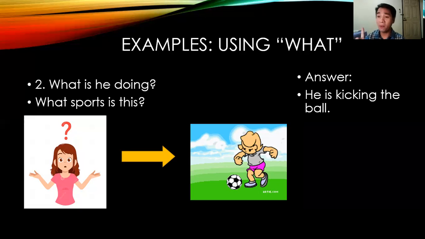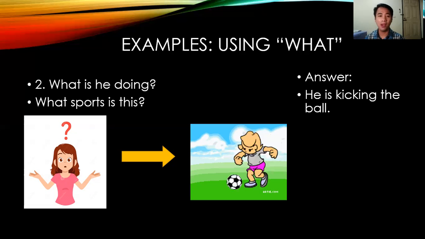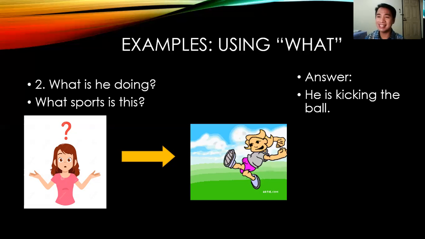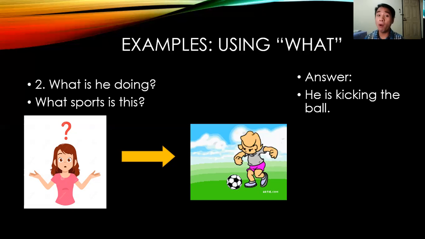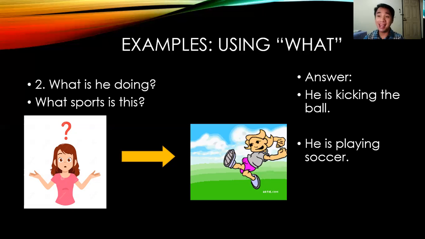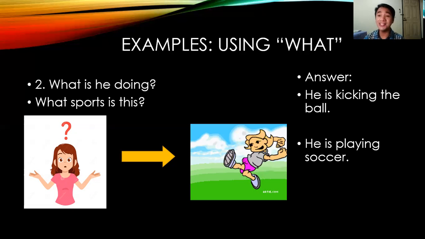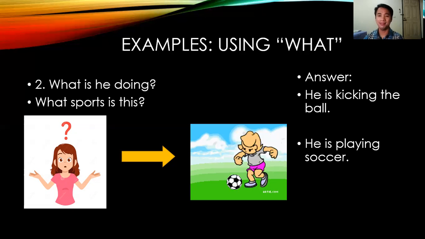Another question. Look at the photo again. What sports is this? What is your answer? He is playing soccer. So he is playing soccer. Okay, good job.